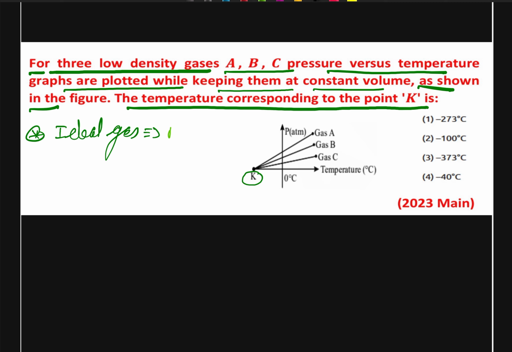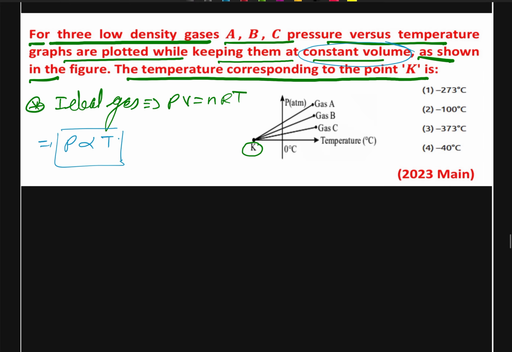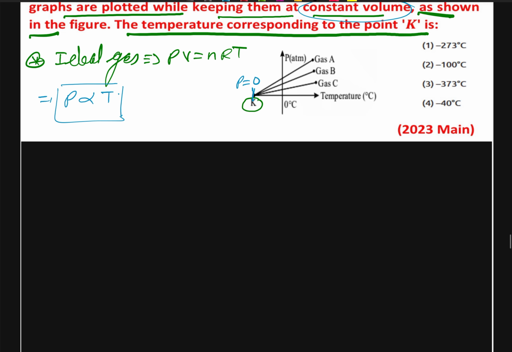Ideal gas, which gives us that PV is equal to nRT. Now it is given that our volume is also constant. Therefore, from here we can write our pressure is directly proportional to temperature, because n and R are already constant. According to the graph, at this point K our value of pressure will be equal to 0. If the value of pressure is equal to 0, then the value of temperature will also be equal to 0.